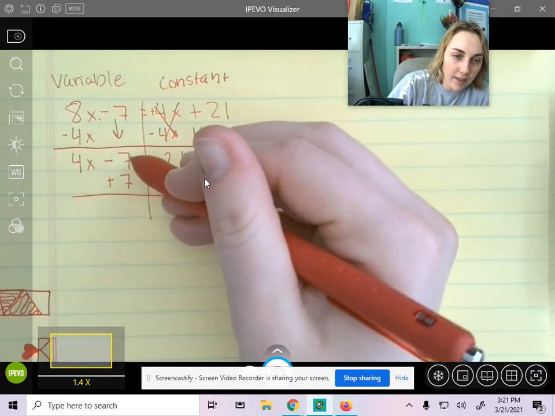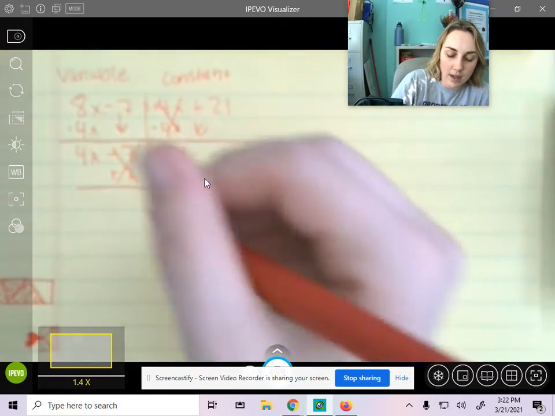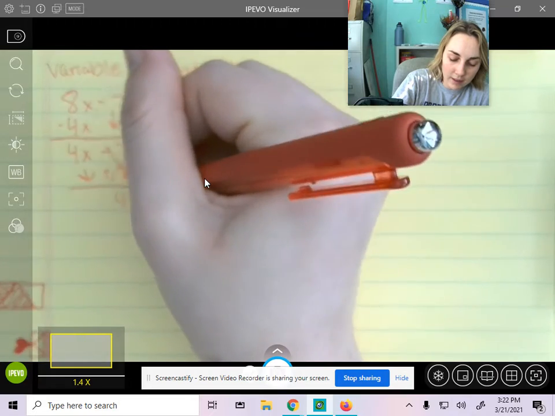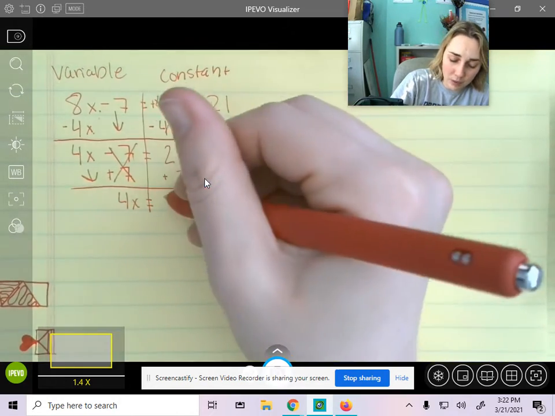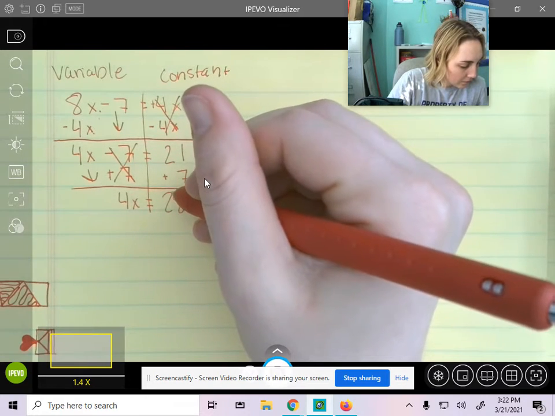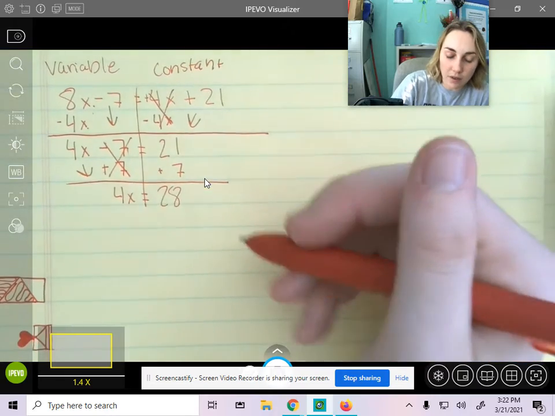So negative 7 plus 7, again, those are opposites. I'll go ahead and cancel those out. They're equal to 0. So I'm going to bring down my 4x. And then 21 plus 7 is going to give me 28. And then I can go ahead and solve for my variable.